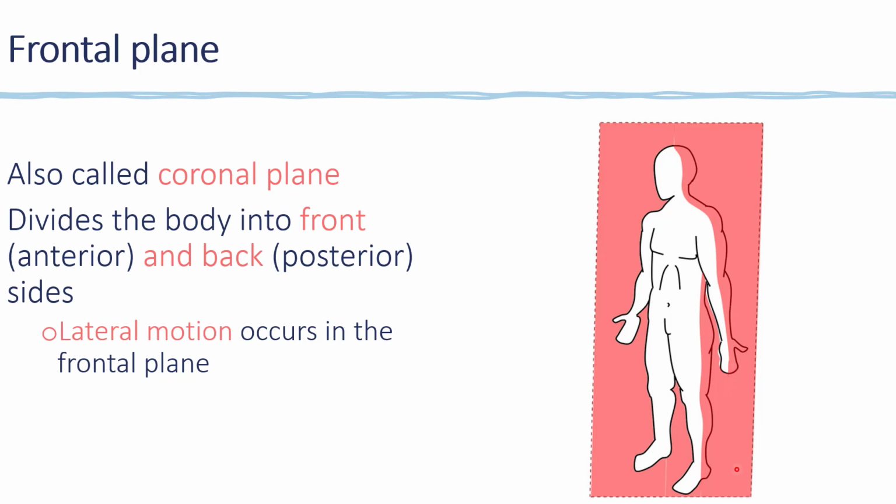Next, we have the frontal plane, which is also called the coronal plane. It divides the body into front and back sides, so anterior and posterior sides, and any kind of lateral motion would occur in this plane. So something like a jumping jack or a cartwheel, that would occur in the frontal plane.